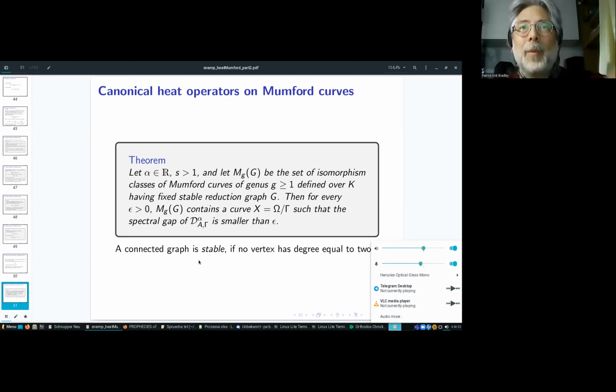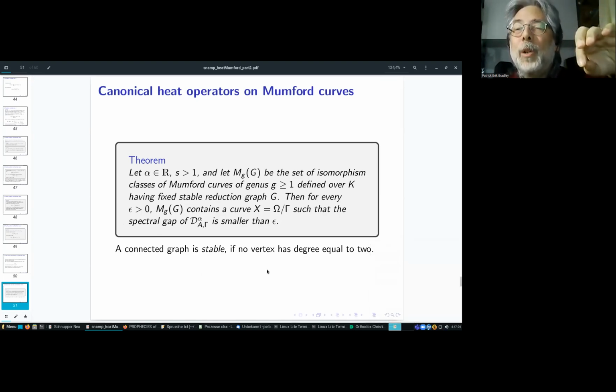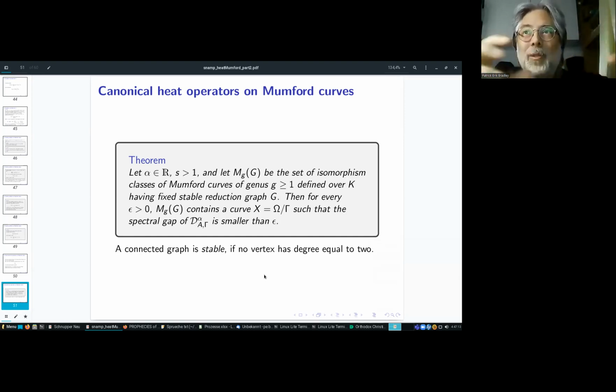So I didn't say what stable means last time. So a connected graph is stable if no vertex has degree equal to 2. So if you play around with the coverings, then that changes the graph only by subdividing edges. But what you do also is you change the graphs. You have a family of curves where you fix the graph, but you change the curve such that more and more edges or less and less edges get subdivided.